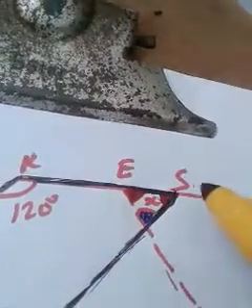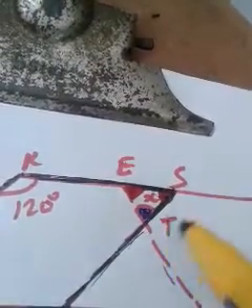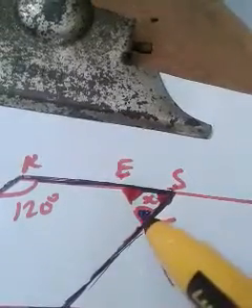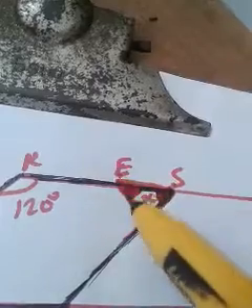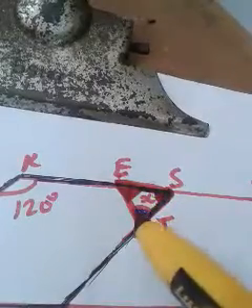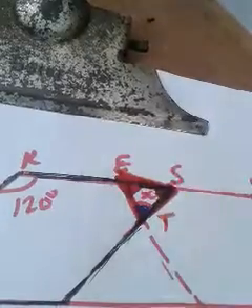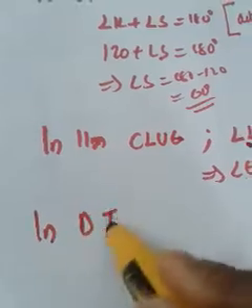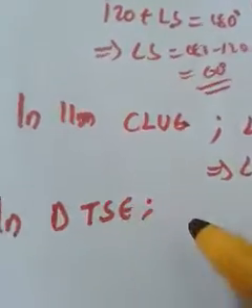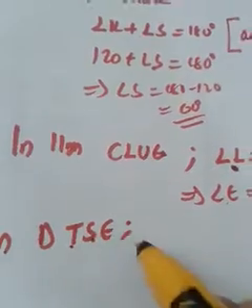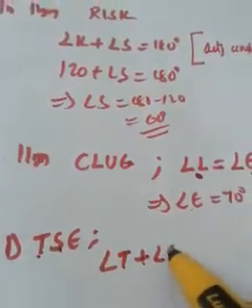Now we just think about the smaller right triangle TSE. Think about that smaller triangle. In triangle TSE, by using the angle sum property, what can we write? When you add all the angles of this smaller triangle, the sum should be what?